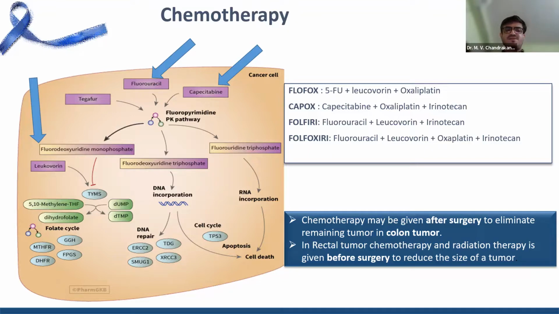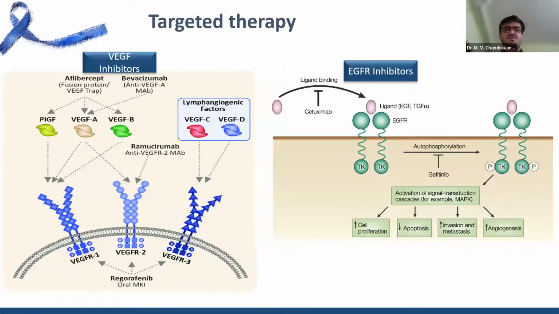And I will speak of one molecule called bevacizumab. Bevacizumab is a molecule which has no direct anti-cancer action, but it reduces the blood supply of the colon cancer cells so that the colon cancer cells do not get blood, do not get oxygen, and do not get nutrition, and the cancer cells die. What we call as anti-VEGF therapy.